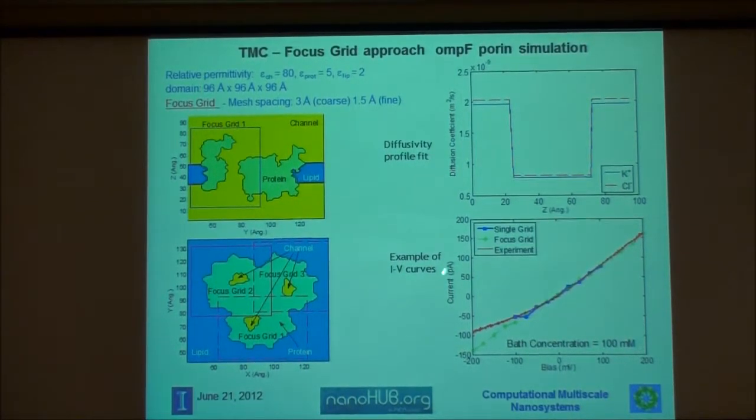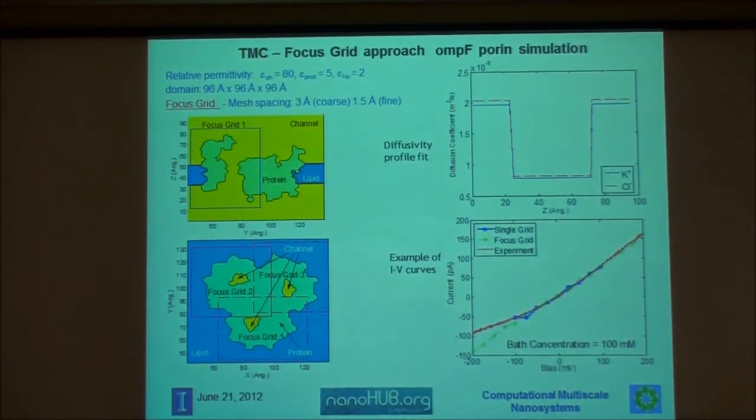These currents tend to be on the order of tens of picoamperes. This is a simulation done with a single grid, very fine everywhere, very expensive. So at some point you have to stop, it's just too many calculations. But if you only refine in certain regions, it gets cheaper, you can do more calculations. And the red curve is experiment.